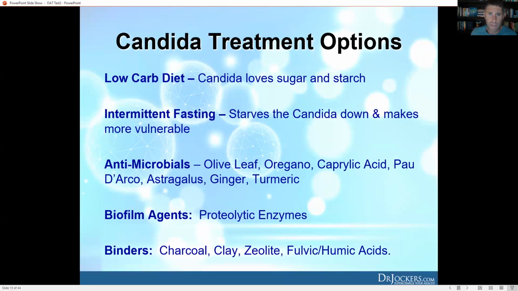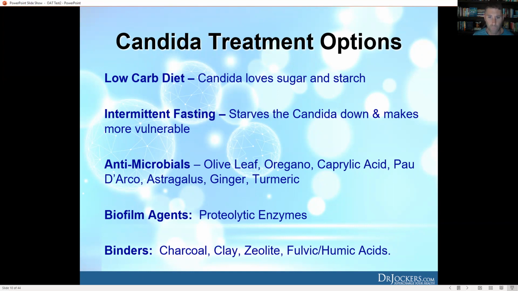Now, Candida treatment options. Candida loves sugar and starch, so typically we do a low carb diet. We'll do intermittent fasting to help starve down the Candida and make it more vulnerable. And we'll hit it with antimicrobials, things like olive leaf, oregano, caprylic acid, pau d'arco, astragalus, ginger, turmeric. So there are specific supplements that have these. You can also drink teas. Pau d'arco tea is a popular one. Caprylic acid is basically your C8 MCT oil, and that can be really effective against this.